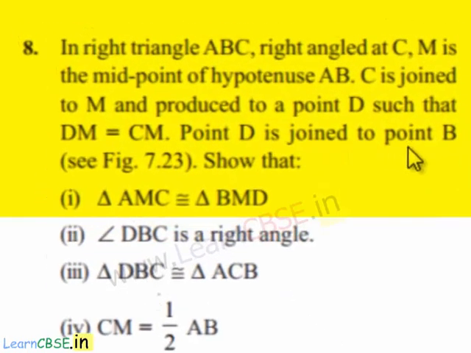Point D is joined to point B. Then show that, in the first question, triangle AMC is congruent to triangle BMD. In the second part, angle DBC is a right angle. In the third question, triangle DBC is congruent to triangle ACB. And in the fourth question, CM is equal to half times AB. Now, moving on to the solution.